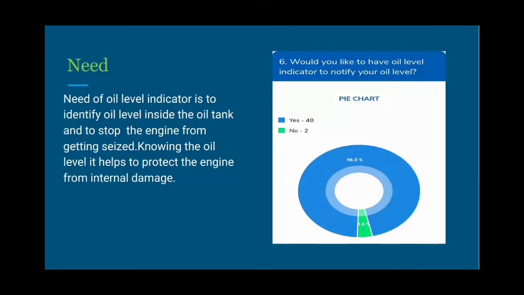This particular slide is talking about the need. The need of an oil level indicator is to identify the oil level inside the oil tank and to stop the engine from getting seized. Knowing the oil level helps to protect the engine from internal damage. The question we asked in our survey was, would you like to have an oil level indicator to notify your oil level? And the majority of them said yes.